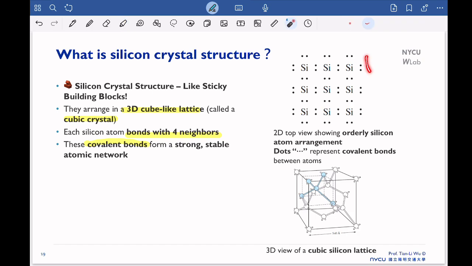So this is a 2-dimensional top view of the silicon atom arrangement, and this is a 3D view of the cubic silicon lattice here. That's just for your reference, to show what the silicon crystal actually looks like.